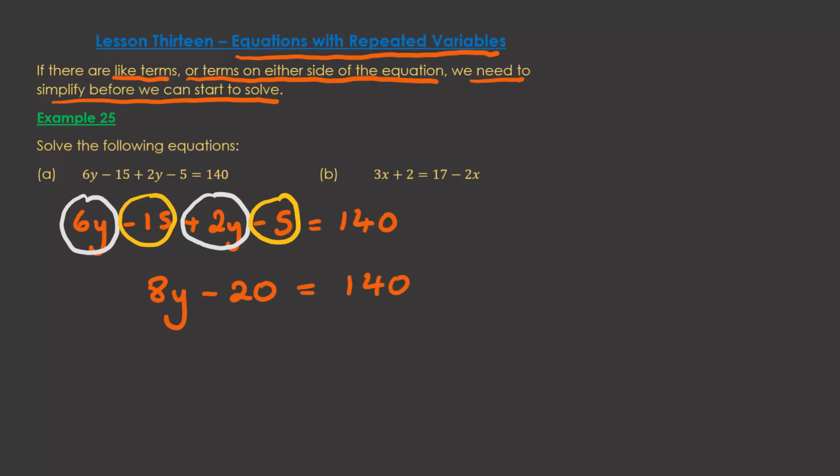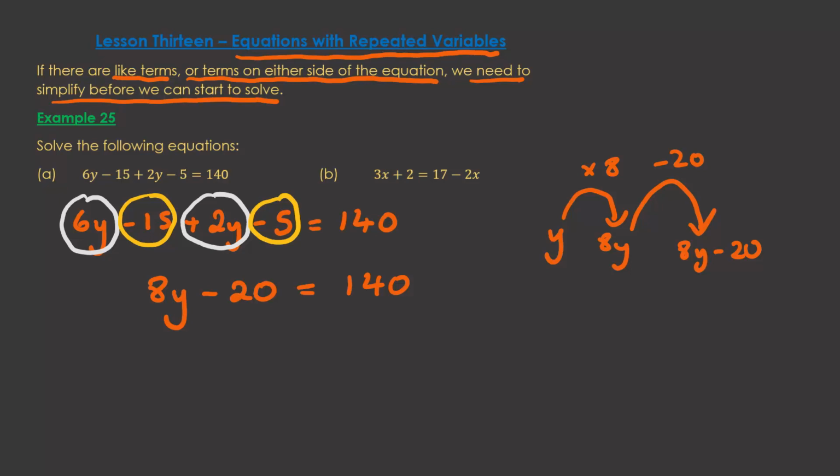Now I'm in a position where I can solve, either using a flowchart or a balance. For this one, I'll use a flowchart. So let's start with y. The first thing we do to that y is multiply it by 8, giving us 8y. And then I'm going to subtract 20 from that, giving me 8y take away 20.